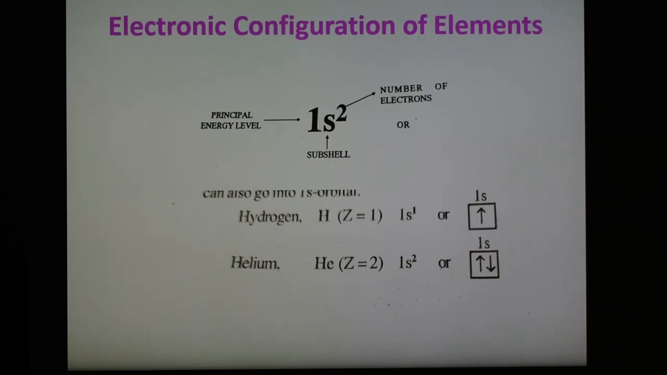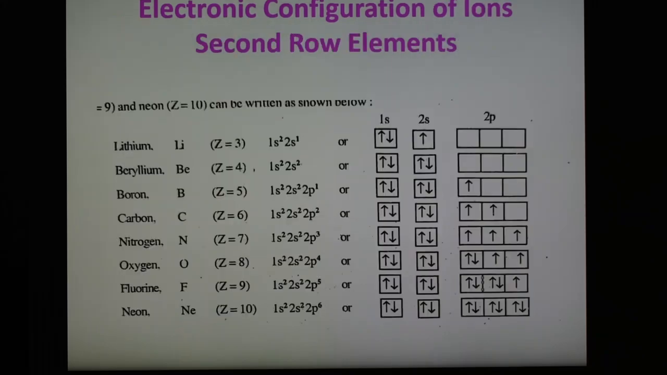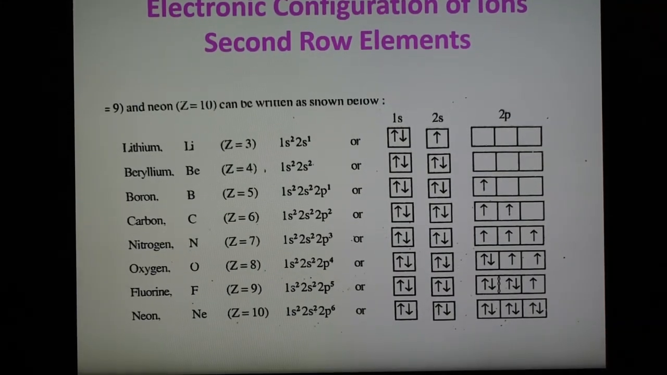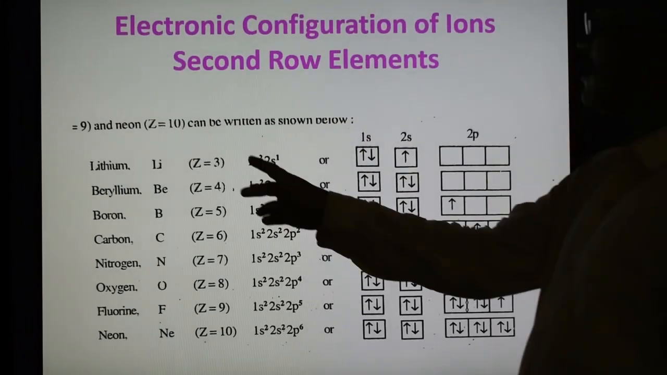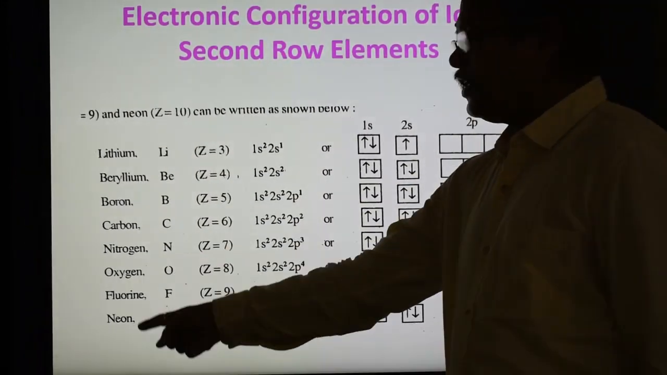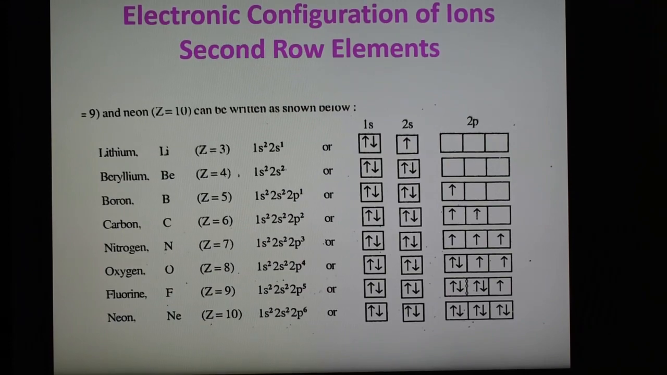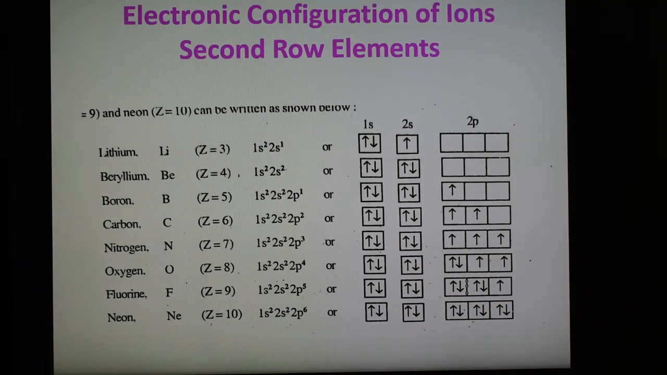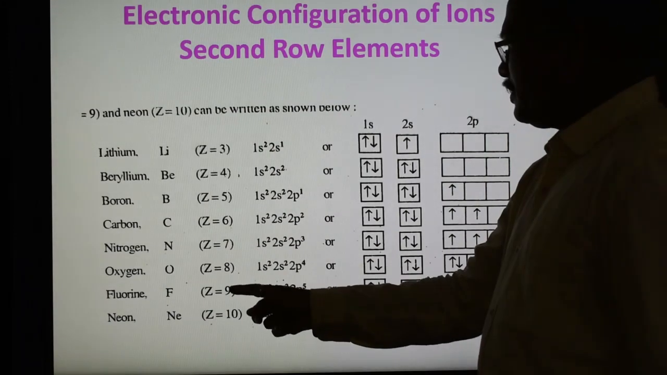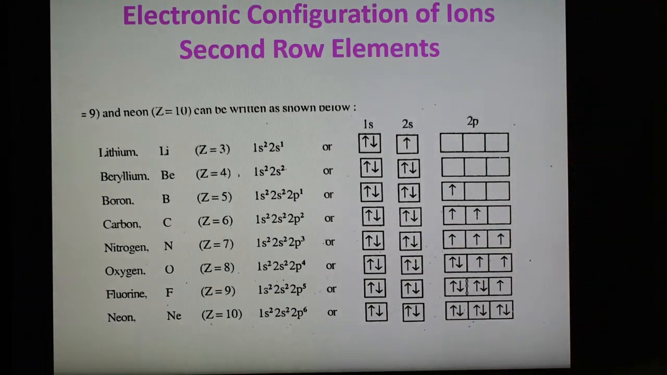The configuration of hydrogen and helium is 1s1, 1s2. This is the first row, which contains two elements. Now the electronic configuration of the second row elements. The second row contains 8 elements: lithium, beryllium, boron, carbon, nitrogen, oxygen, fluorine, neon, and atomic numbers are from 3, 4, 5, 6, 7, 8, 9, 10.